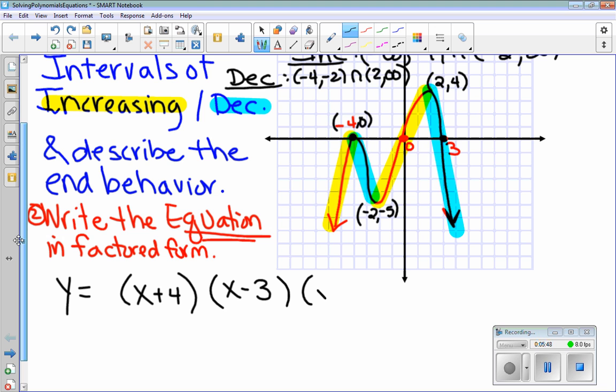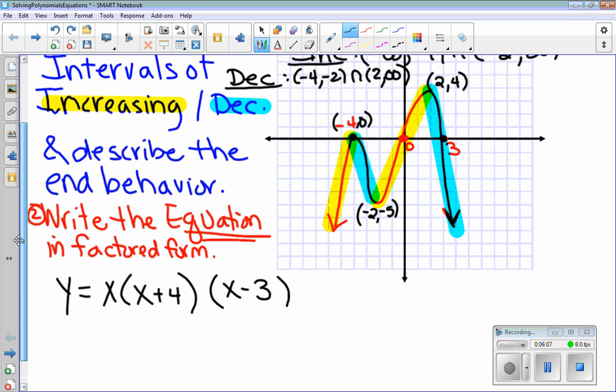Some people like to write it this way. That's okay with me. There's nothing wrong with that. But oftentimes we don't do that, and we just put a plain old X in the front. Okay? That is okay too. I would accept it either way.